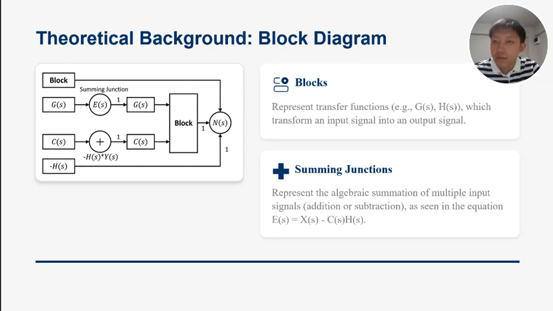Summing junctions represent the algebraic summation of multiple input signals, addition or subtraction. As seen in the equation, E(s) is X(s) minus C(s) H(s).